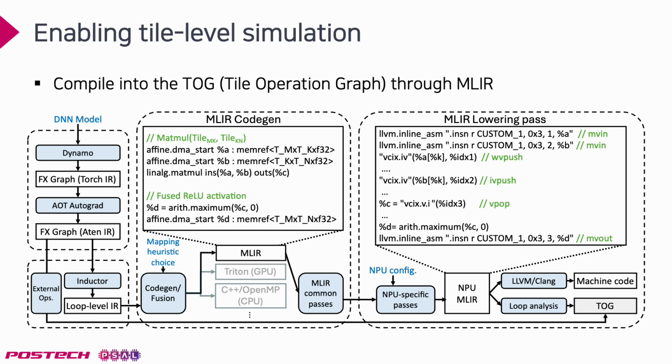In our case, we use MLIR to implement the compiler backend. So as you can see here on the left-hand side code, we express operations such as DMA operation and matrix multiply operation using MLIR.